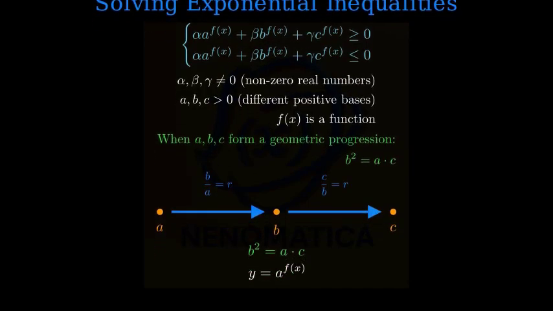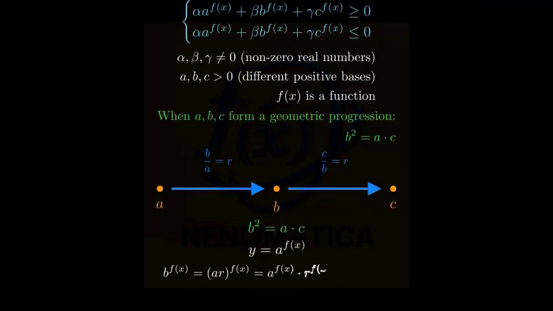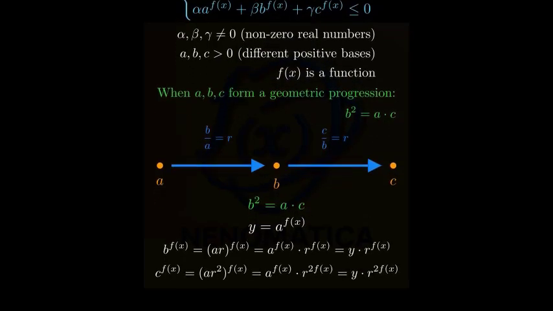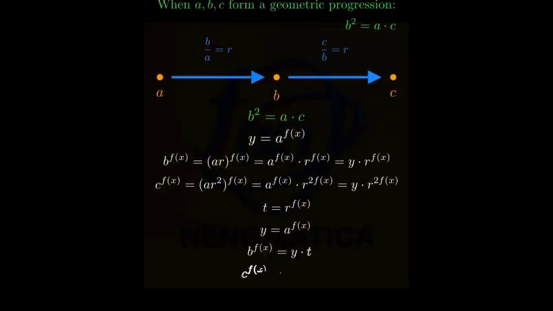We'll make a substitution. Let y equal a raised to the power of f of x. Since b raised to the power f of x equals a raised to the power f of x times r, we can substitute this as y times r. Similarly, c raised to the power f of x equals a raised to the power f of x times r squared, which we can substitute as y times r squared. To make things clearer, let's denote r raised to the power f of x as t. Now we have y equals a raised to the power of f of x, b raised to the power f of x equals y times t, and c raised to the power f of x equals y times t squared.